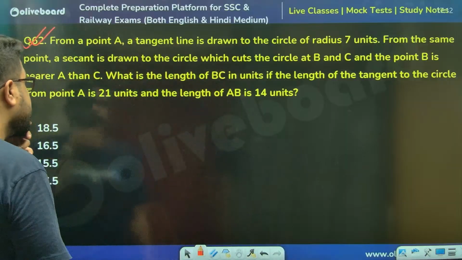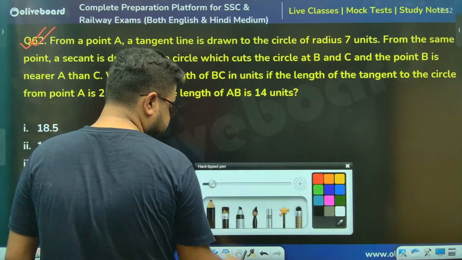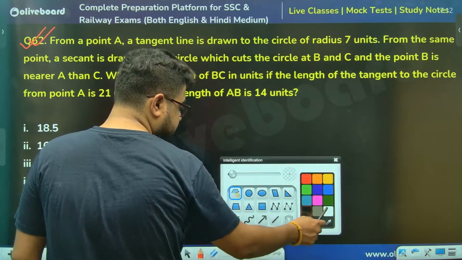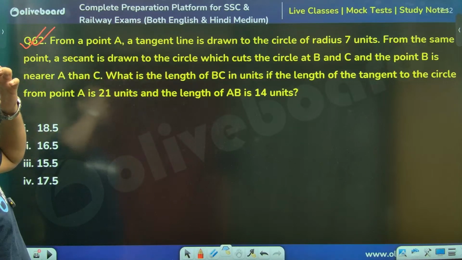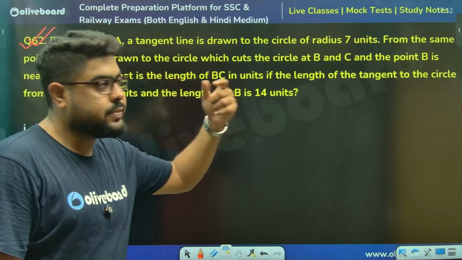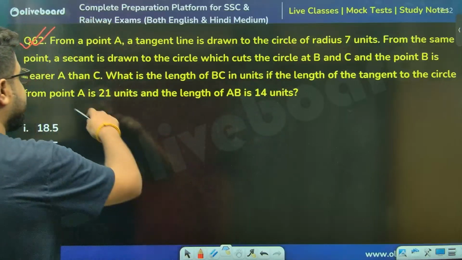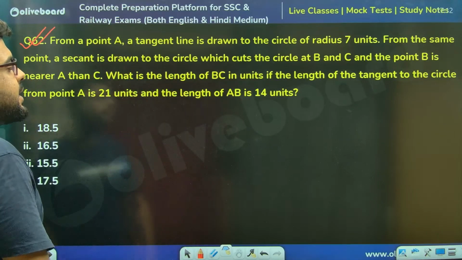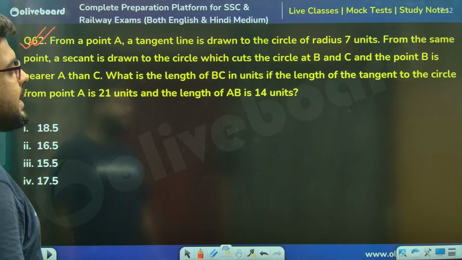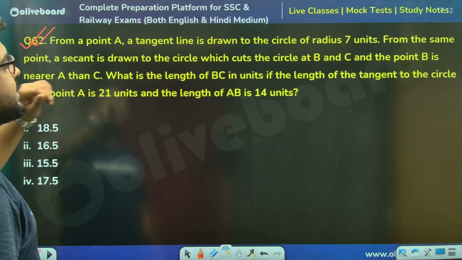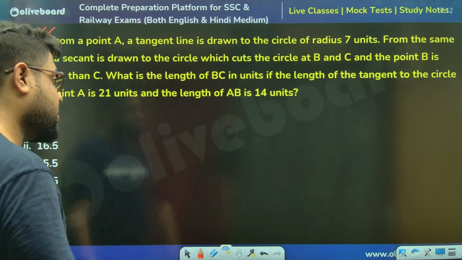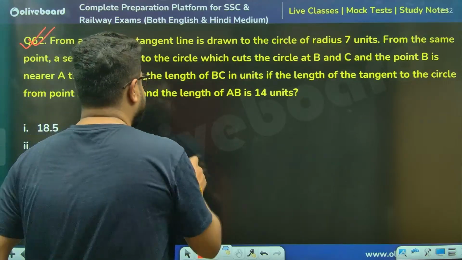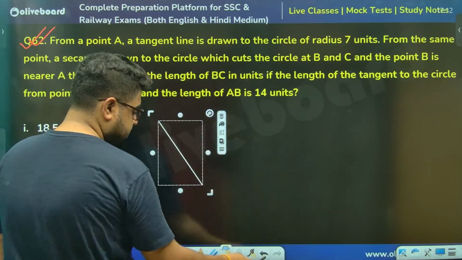Sir, first things first, what is given to you? From a point A a tangent line is drawn to the circle of radius 7. From the same point, a secant is drawn to the circle which cuts the circle at B and C, and the point B is nearer to A than C. What is the length of this? Good question. This is a very good question, sir.